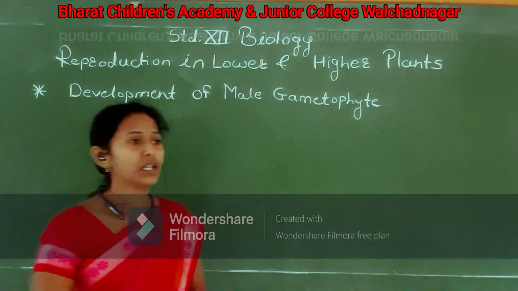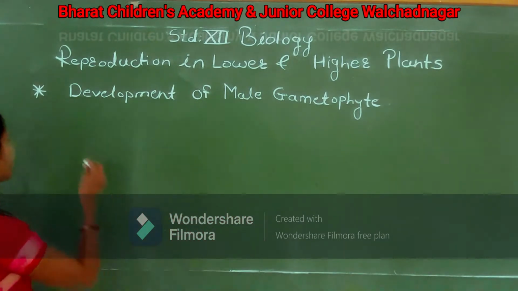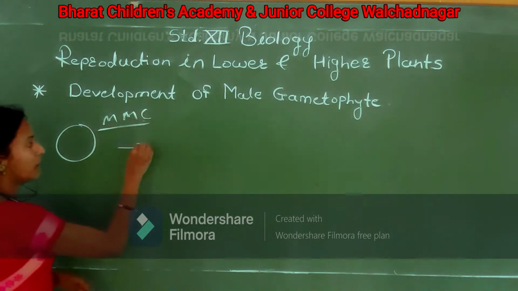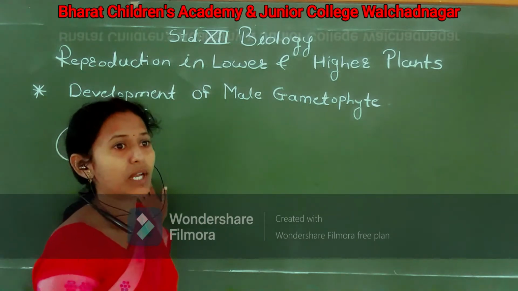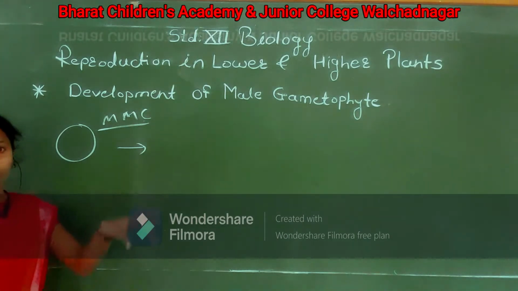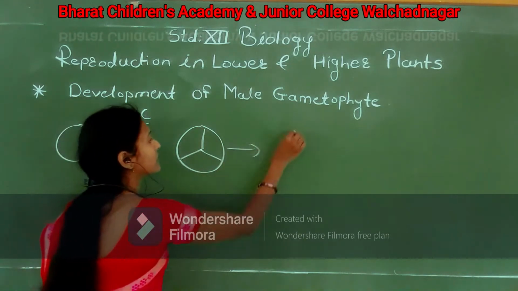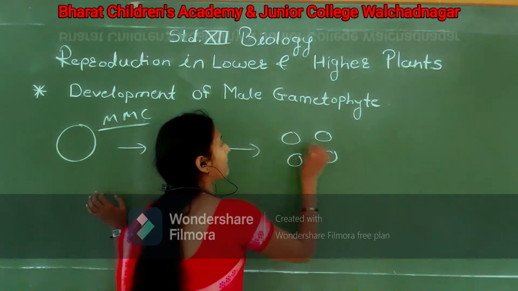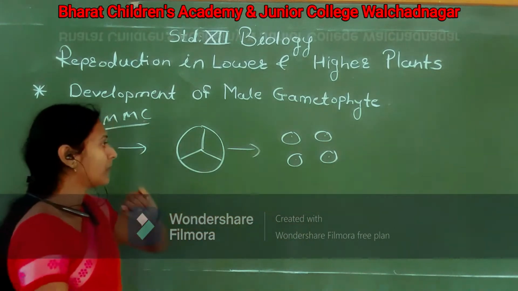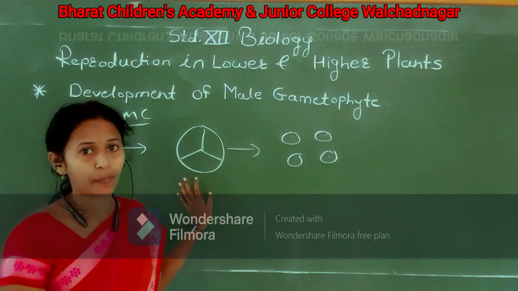So let's start. As we have seen, the MMC, that is the microspore mother cell, gives rise to 4 microspores. Earlier they are in the form of a tetrad, but after separation they give rise to microspores, and the microspore forms the pollen grain. So this is the tetrad structure and it gives rise to the 4 microspores, and each microspore gives rise to a pollen grain. And from that pollen grain, the male gametophyte is developed.